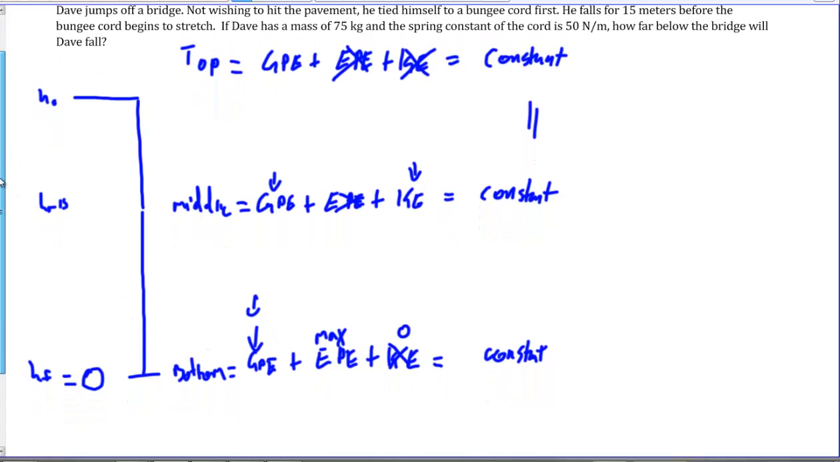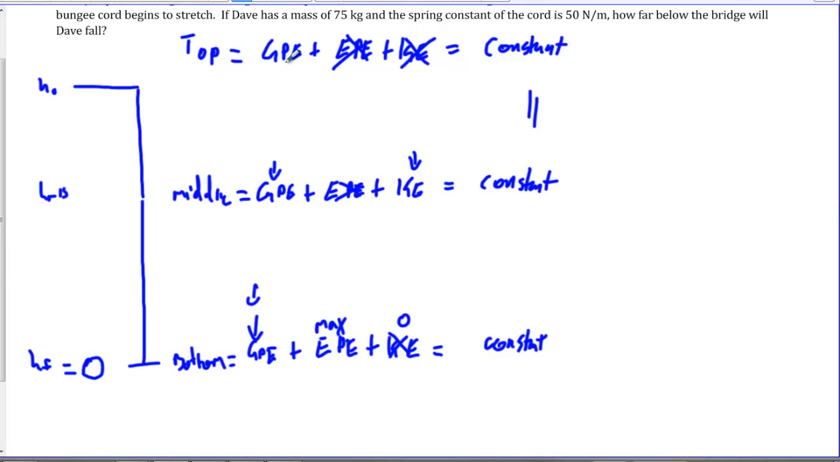So here's what I know. His gravitational potential energy here at the top is the distance the thing stretched plus 15 more meters. So his gravitational potential energy is his mass times his gravity times his height, which is x plus 15, plus his elastic potential energy, which is 1/2 kx. Whoops, sorry, we're at the top. We're not there yet. So this is at the top.